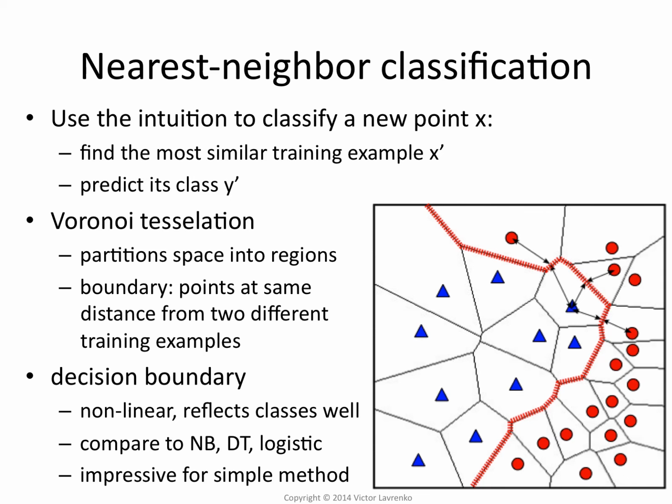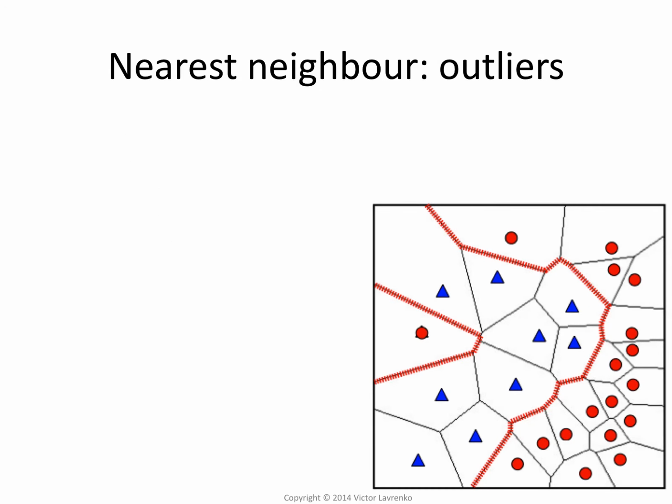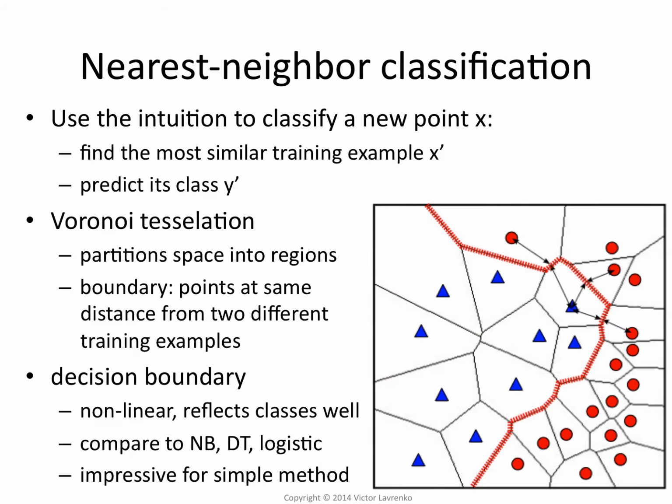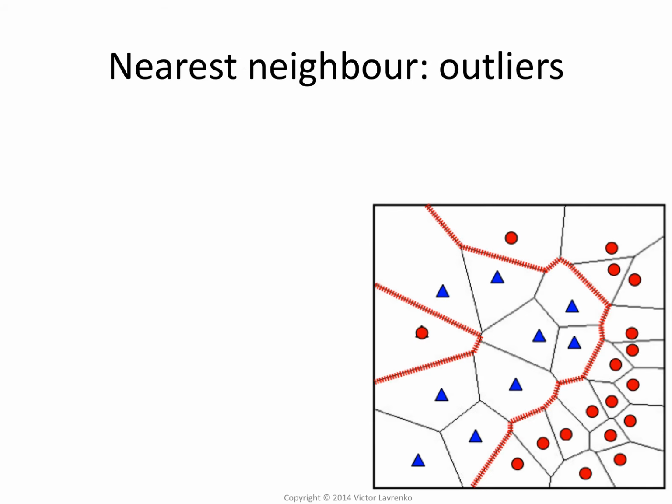But it has problems of its own. One very significant problem for nearest neighbor classifier is outliers. So if I happened to take one of the blue points and relabel it as red, that will result in a very dramatic change in the decision boundary, right?